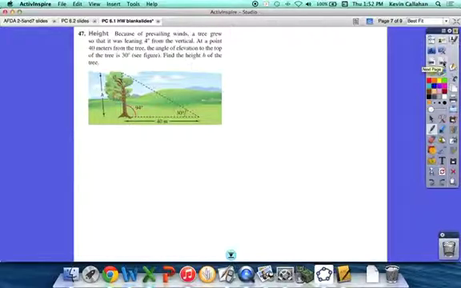Okay, now we've got our word problems at the end. Because of prevailing winds, a tree grew so that it was leaning 4 degrees from the vertical. At a point 40 meters from the tree, the angle of elevation to the top of the tree is 30 degrees. Find the height of the tree. All right, so here's our triangle. We're finding the height of the tree, which is this side. We know that this angle is 94 degrees because the tree is leaning 4 degrees beyond the vertical. The vertical would be straight up and down here.